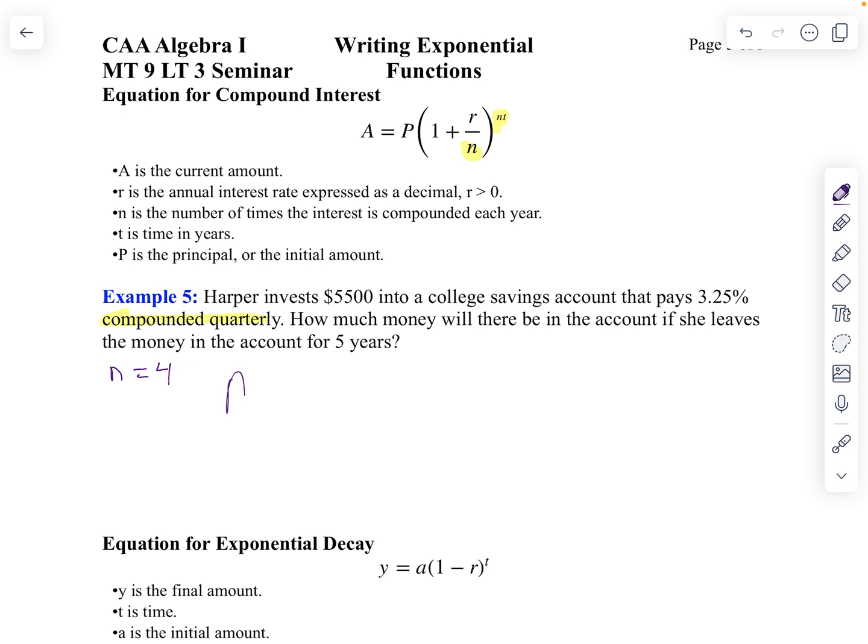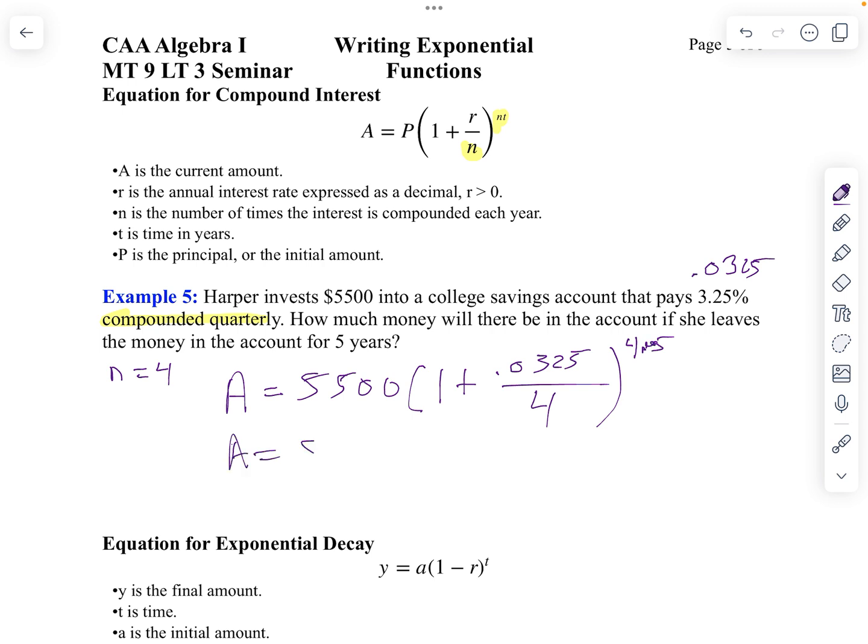So we're going to say A equals P, which is 5,500 times 1 plus your interest rate, which is 3.25%. So we're going to write that as a decimal, 0.0325. And we're going to divide that by 4. And when I take that to 4, n is 4, and she's going to do 5 years. So it's 20. So we can simplify that a tad.